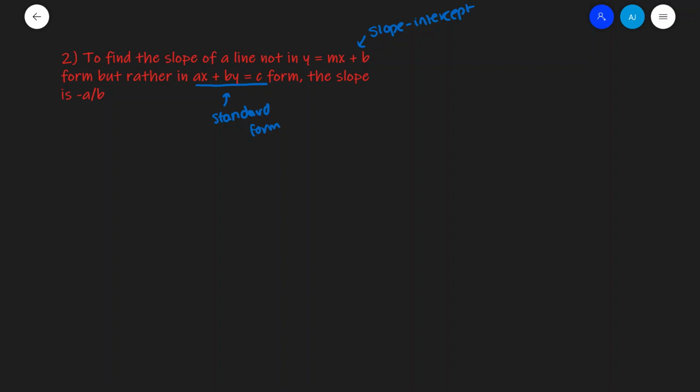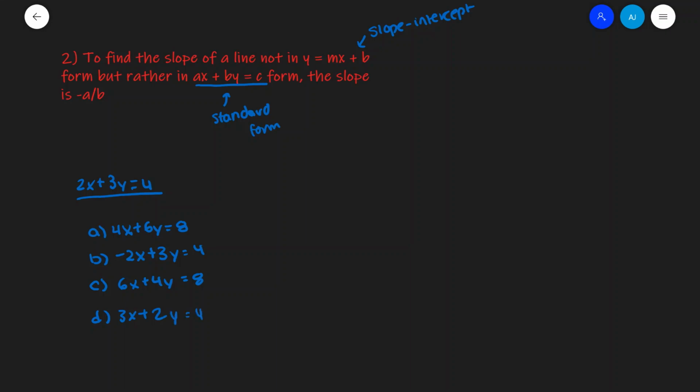For example, imagine if you have a question that asks which equation has a parallel slope to the equation represented above, and let's say the equation is 2x plus 3y equals 4, right? And your answer choices are 4x plus 6y equals 8, negative 2x plus 3y equals 4, 6x plus 4y equals 8, and let's say 3x plus 2y equals 4.